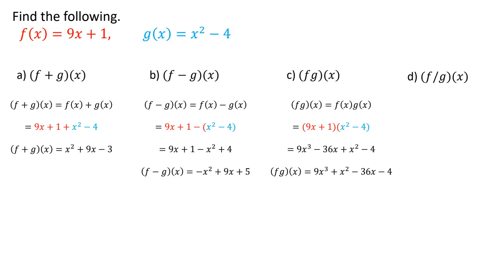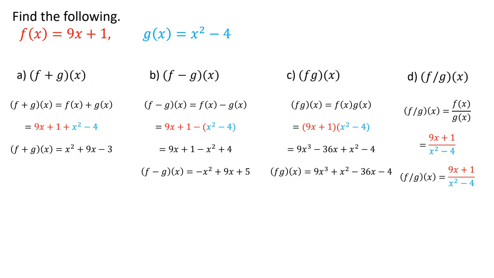So what they're asking me is to divide function f with function g. So I rewrite this from what they want me to do: f of x divided by g of x. Again, substitute these functions. f of x is the red one, 9x plus 1. g of x is the blue one, x squared minus 4.